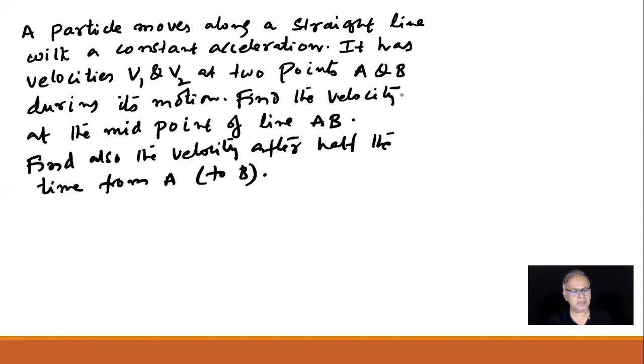Look at this. A particle moves along a straight line with a constant acceleration. It has velocities v1, v2 at 2 points A and B during its motion. Find the velocity at the midpoint of line AB. Find also the velocity after half the time from A. So how do we start?